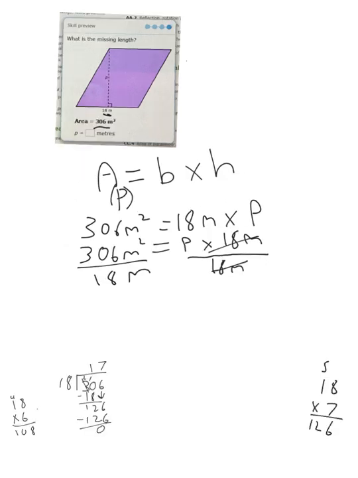So to finish off the question, we did this division right here. Our answer is, and notice we've gone meters squared divided by meters. So again, we're kind of subtracting: 2 minus 1 is just 1. So it's 17 meters equals P. Okay, good luck with the practice session.